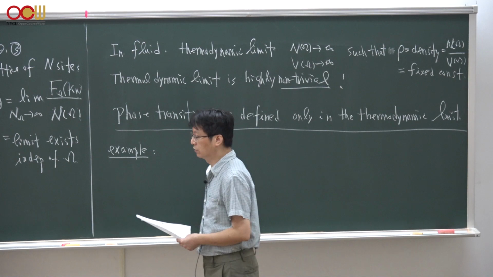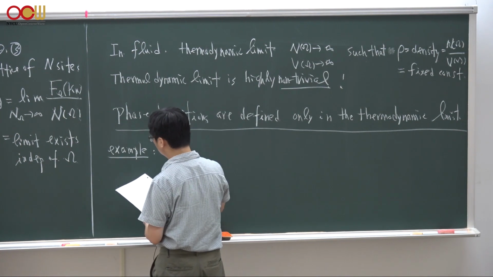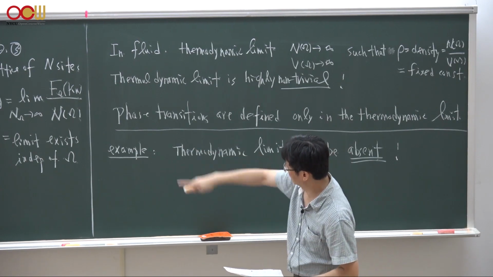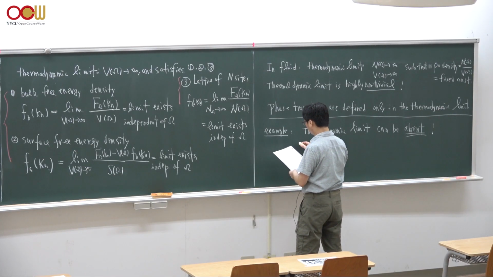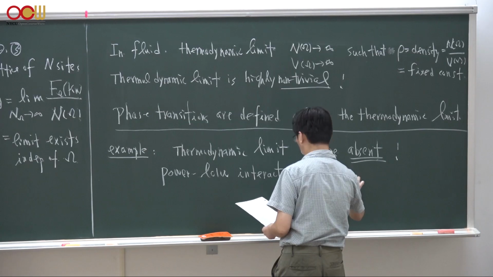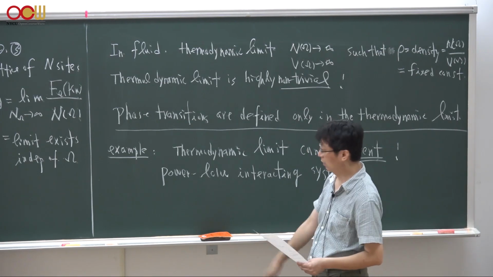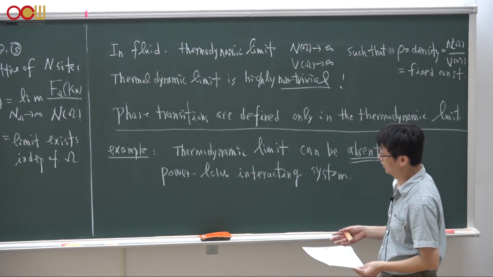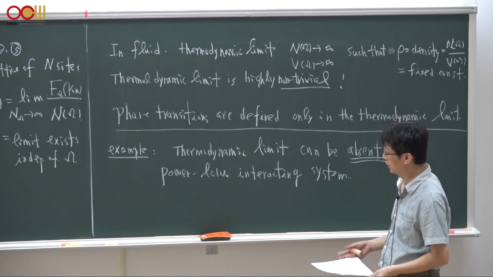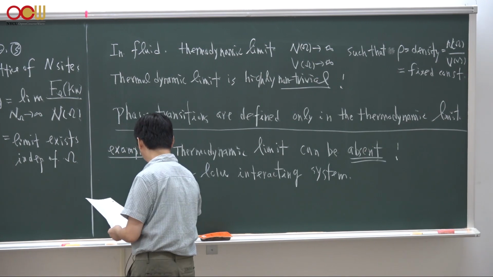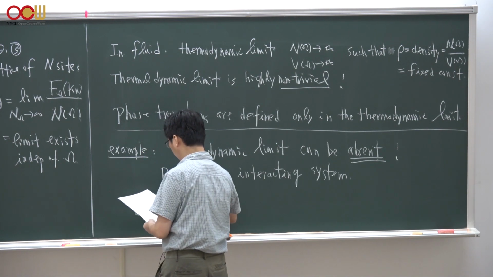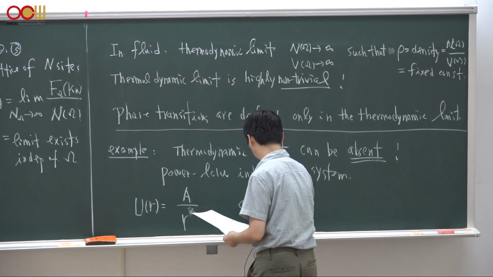This example shows that thermodynamic limits can be absent. It is not always the case that this limit exists. This particular example shows a power-law interacting system. Depending on what the power law of the interaction looks like, in some cases the thermodynamic limit exists, but in other cases it doesn't exist. The interaction of the particles in that example shows a power law in the distance between the particles.